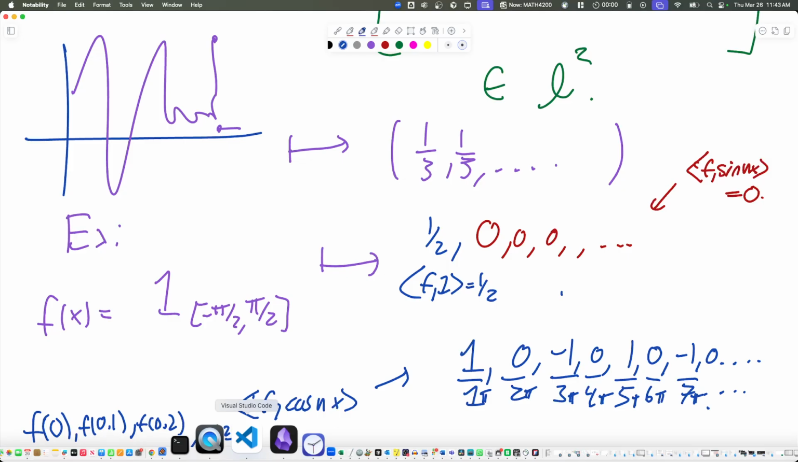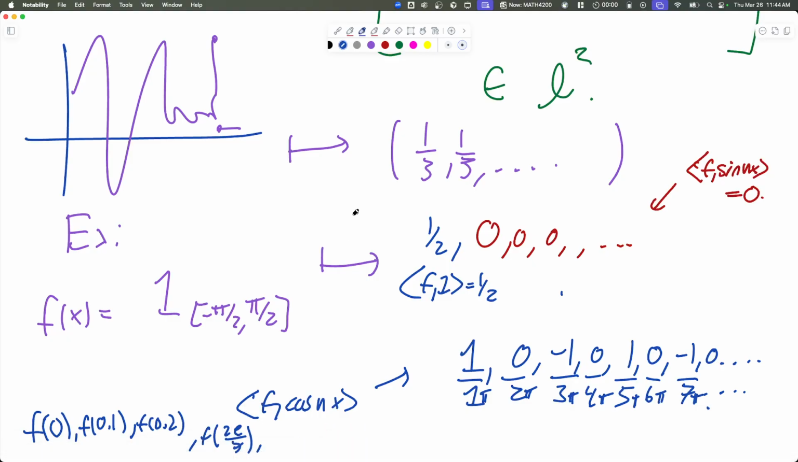The reason you can do that, this would not work for any function. It only works for functions in capital L2. So it turns out this is somehow saying that even though an arbitrary function is an uncountable collection of numbers, a function in capital L2 is nice enough that you can figure out what's going on with a countable number of numbers. So this is one thing, that it is countable.